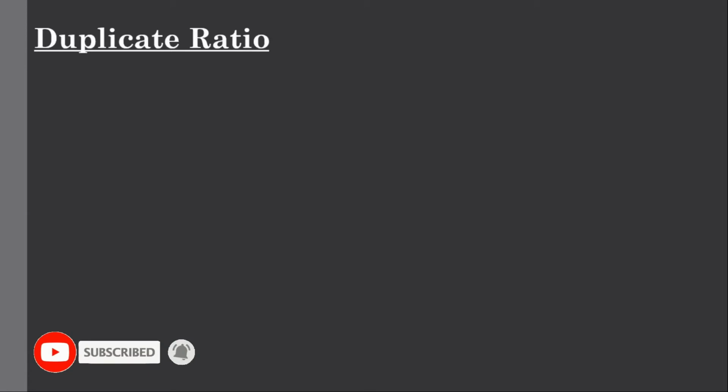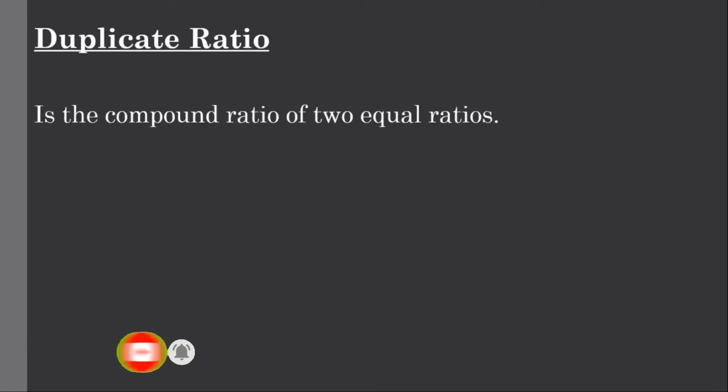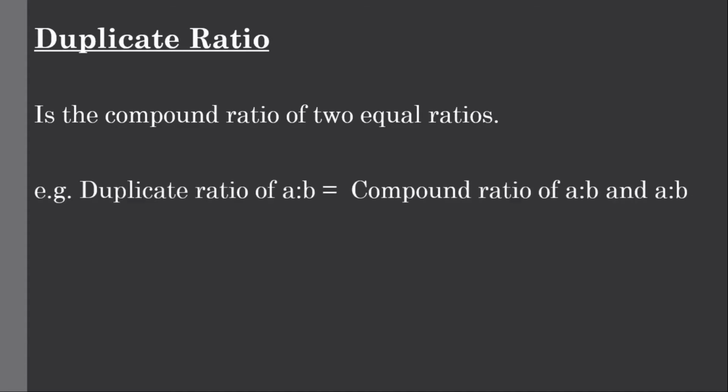Next is the duplicate ratio. Duplicate ratio is a compound ratio of two equal ratios. For example, if I have two ratios, A is to B and one more is also A is to B, then the duplicate ratio will be nothing but the product of the antecedents is to the product of the consequents. That is, A into A is to B into B. We get A square is to B square.